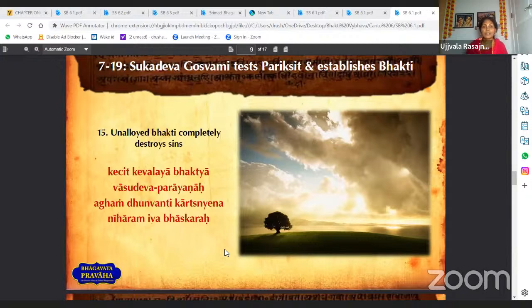How? Agham dunvanti katsnena. Agham, sin. Dunvanti is burning. Katsnena, completely. All the sins are completely burnt by Kechit Kevalaya, a little bit of Kevalaya Bhaktya Vasudeva Parayana, the bhakti of Vasudeva. How are those sins burnt? Like this. Niharam iva bhaskaraha. Niharam, the fog; iva bhaskara, when the sun is rising.